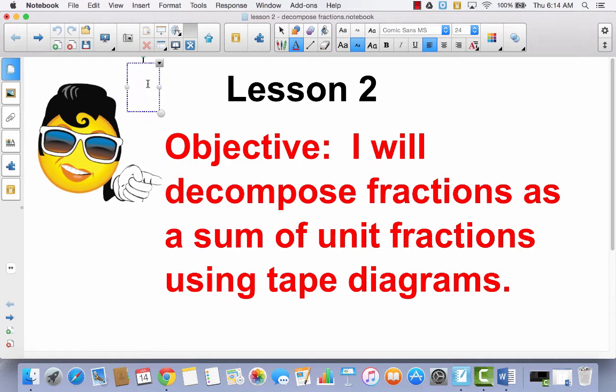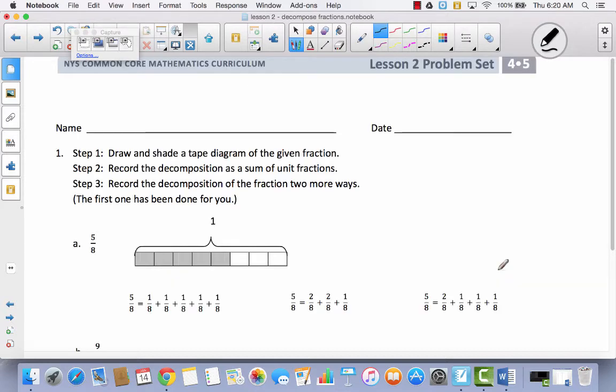Lesson 2, I will decompose fractions as a sum of unit fractions using tape diagrams. This is the exact same learning target from Lesson 1. We are just going to continue what we started in Lesson 1 by breaking down fractions into addition sentences using tape diagrams.